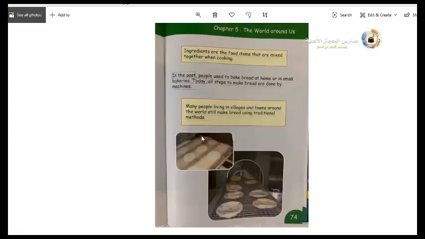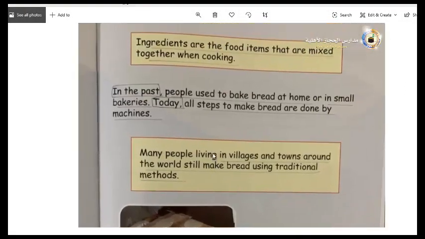Here we go. Now the ingredients are the food items that are mixed together when cooking. Again, if you want to make a cake, you will put some milk, you will put some yeast, flour, baking powder, vanilla, and so on.